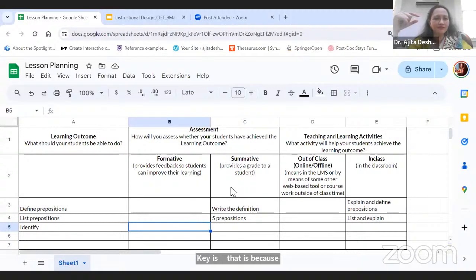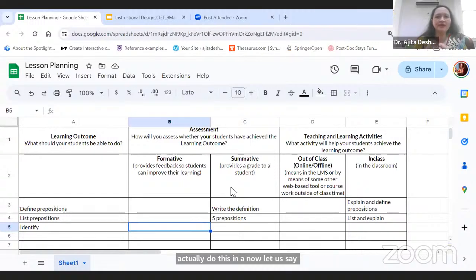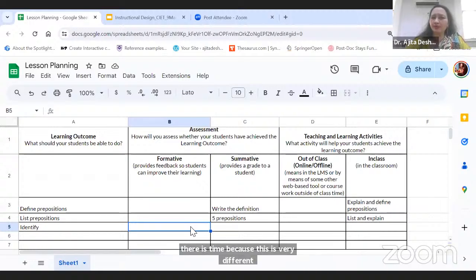But what if we do this in a way where they learn to apply? Just because we are talking about this, I'll also take you to a particular tool if there is time, because this is a very different thing. So for identify, I want to have it as a formative. I don't want to give a grade in it.